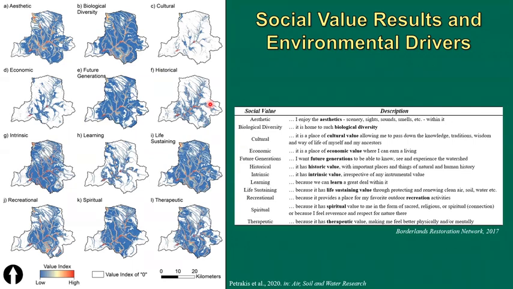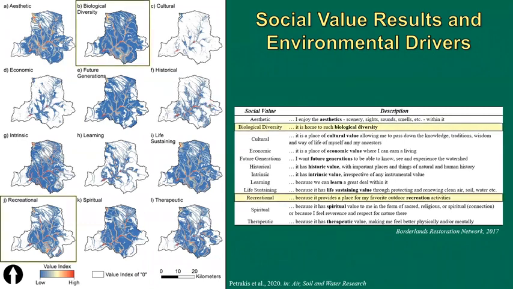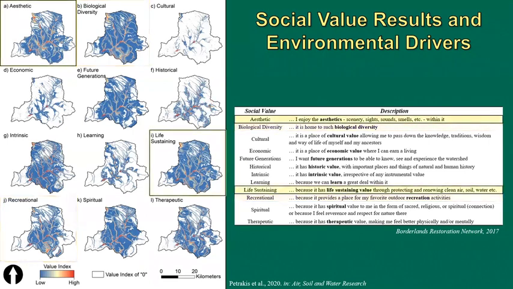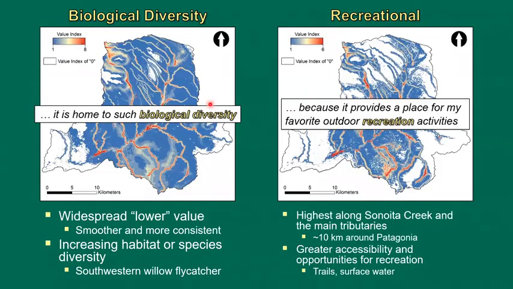So I want to quickly talk about 4 different social values that provide slightly different results and may relate more specifically to restoration. 2 are focused more on the physical properties and the physical experiences that the respondents would have with the watershed, including biological diversity and recreational value. And 2 relate more towards the emotional interaction the respondents would have with the watershed, including aesthetic value and life-sustaining value. Looking at biological diversity first, it is defined, as the respondents would consider it, as because it is home to such biological diversity.